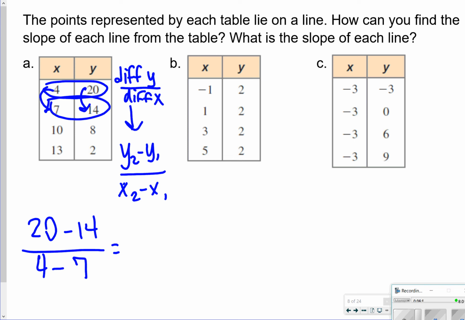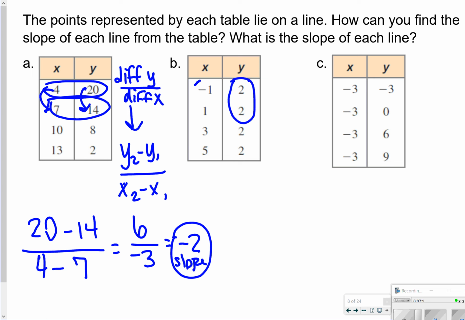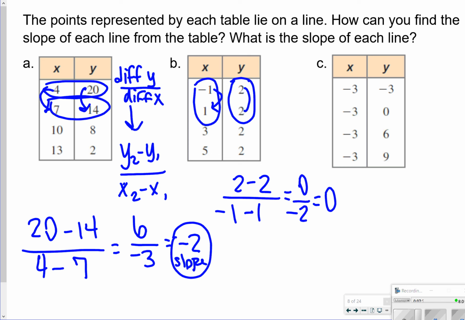Okay? If I subtract 20 and 14, I'm going to get 6. Then I subtract 4 and 7, I get negative 3. And then I can reduce that to negative 2. So this one's slope is negative 2. Okay? So again, if I did this for maybe letter B, I'll just pick the first 2, and I'm going to do 2 minus 2, and negative 1 minus 1. 2 minus 2 is 0, 1 minus negative 1 is negative 2, so my slope is 0 for that one. Okay, so that means there's no change in y.